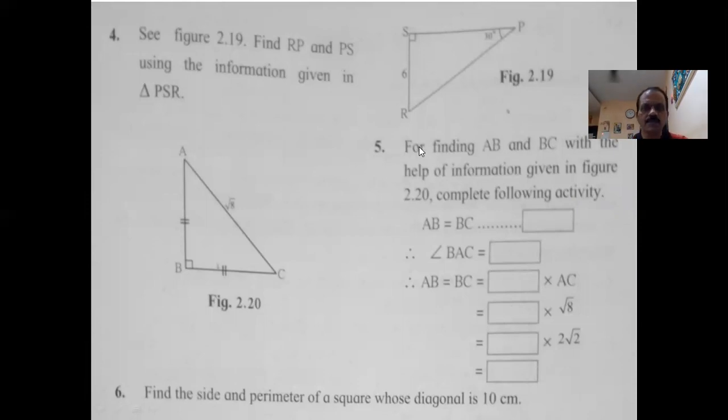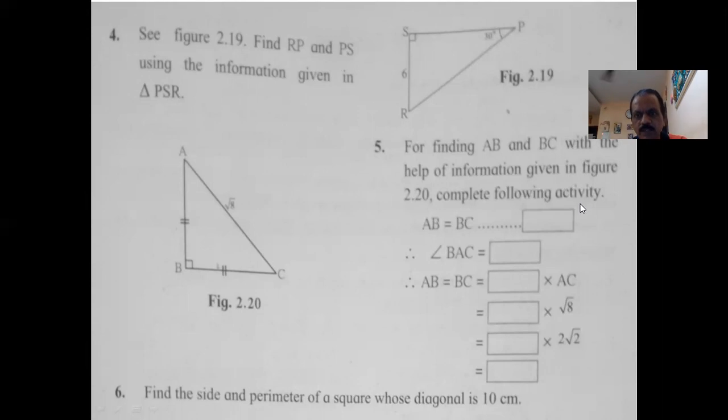Now the fifth example is related to a triangle in which one angle is 90 degrees and two segments are congruent, so the opposite angles of those segments are also congruent. What is the measure of these angles? These are 45 degrees. Now in this example we look at finding AB and BC with the help of the information given in the figure.